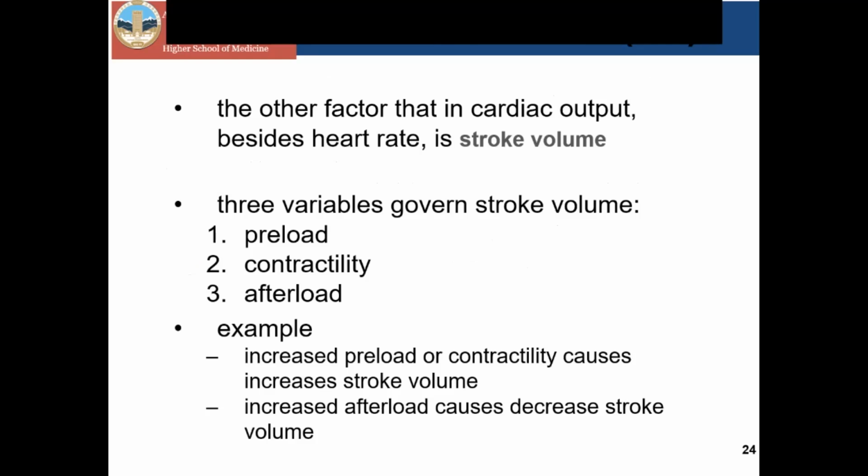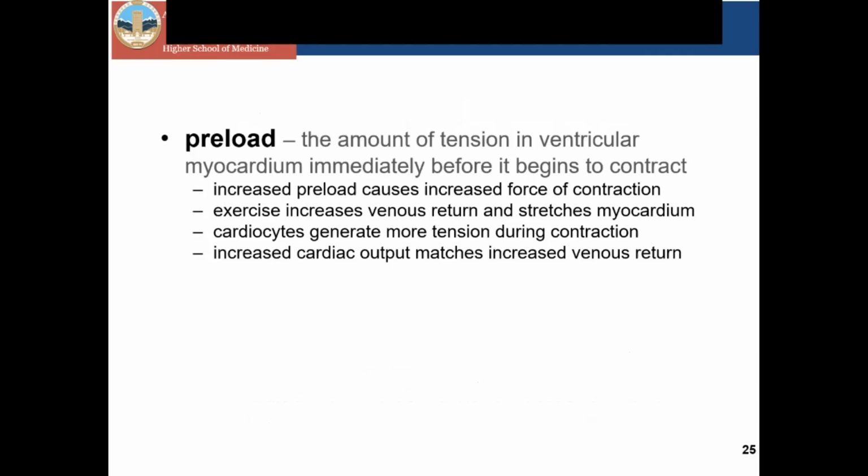Here are examples: increased preload or contractility cause increased stroke volume. Increased afterload causes decreased stroke volume. In easy words, preload is the level of blood that goes to the heart before the contraction. Here we have the slide: preload is the amount of tension in the ventricular myocardium immediately before it begins to contract.